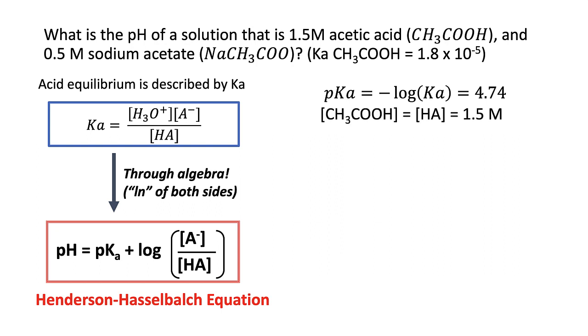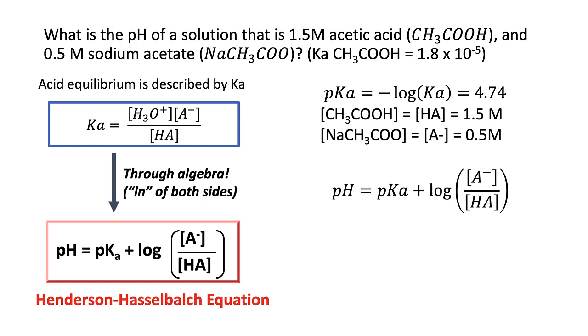The HA concentration, the concentration of the acid, is 1.5 molar. The A- concentration is the concentration of the sodium acetate, where the sodium and the acetate are going to dissociate in solution, but we can't just have acetate all by itself. So whenever we see sodium anything, we really want to know that the anion is what matters, which in this case is acetate, the other part of our buffer. And the concentration of that is going to be 0.5 molar because it's in a 1-to-1 ratio with the sodium acetate, 1 acetate per sodium acetate compound.